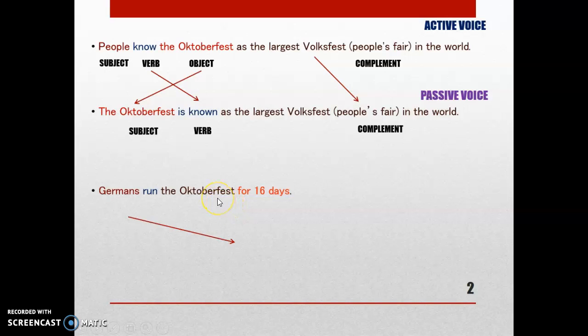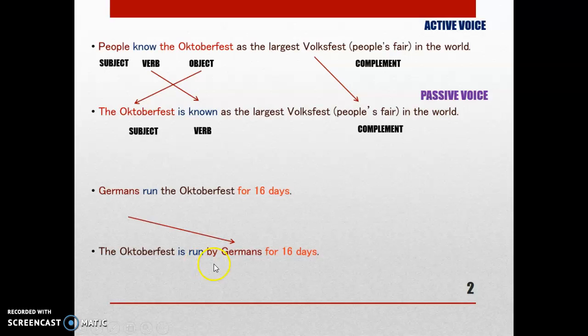So let's take a look. The Oktoberfest is run by Germans for 16 days. So we have the object, which becomes the subject of my new sentence. Then the verb to be is in this case, because it's only one. The Oktoberfest is like having it as a pronoun. And run in the third column because it is irregular.